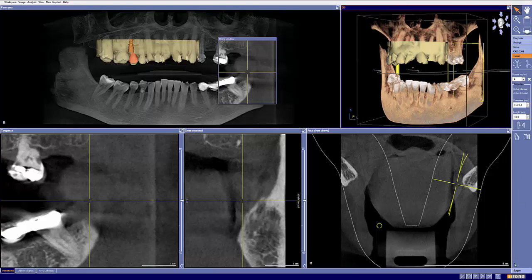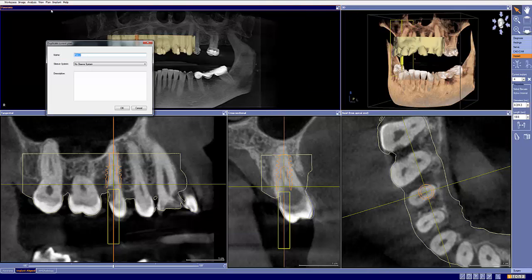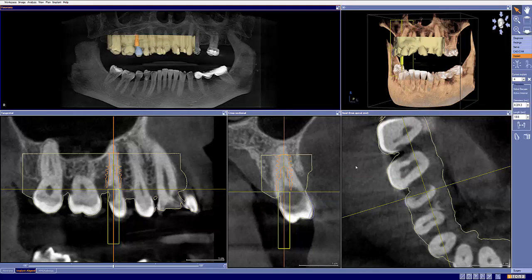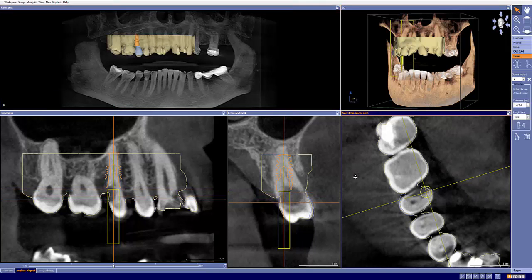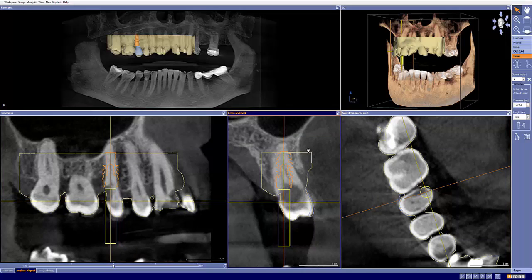Next, let's take a look at our implant plan. What I like to do when planning these is to duplicate the existing plan, so we can compare and contrast this plan to the plan that we have here. In looking at this plan, my initial assessment is that there's quite a bit of work that needs to be done. If we take a look at this buccolingually, we're pretty well centered. Mesiodistally, we're pretty well centered.